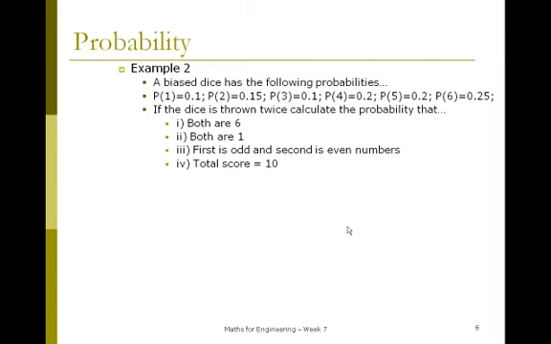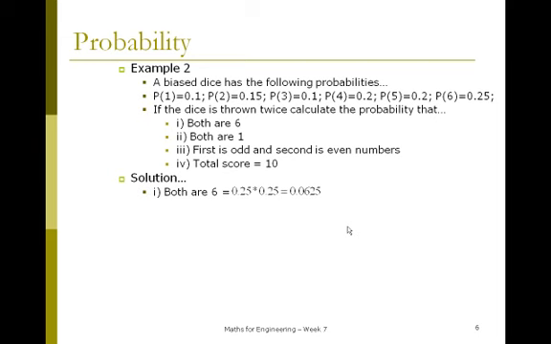So the solution. Firstly, it's the case that both of the dice land on a 6. So with the probability of position 6 being 0.25, the probability that both will be a 6, you multiply the two probabilities together. So the answer is 0.25 times 0.25 equals 0.0625.